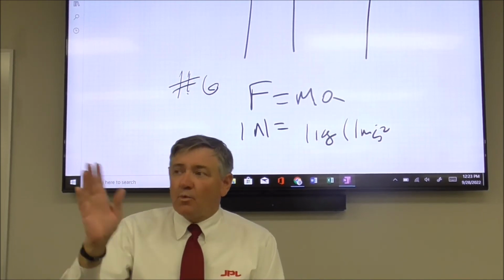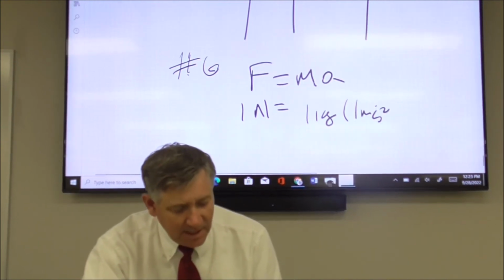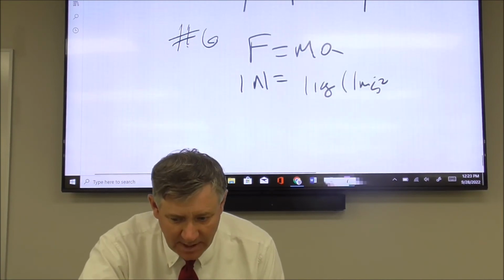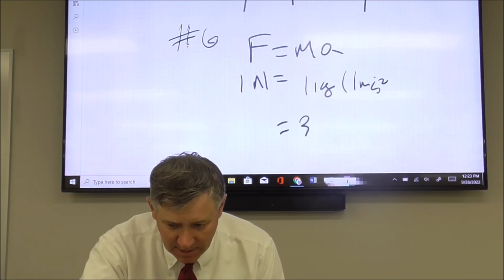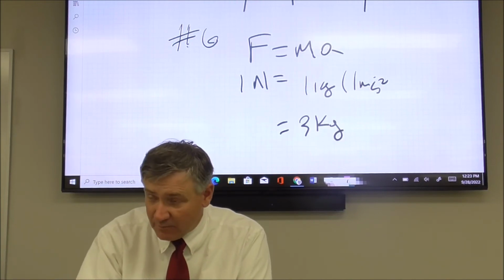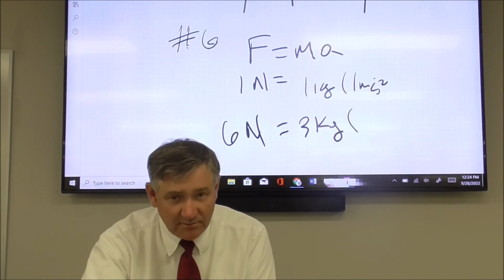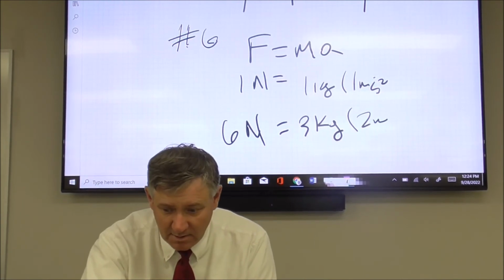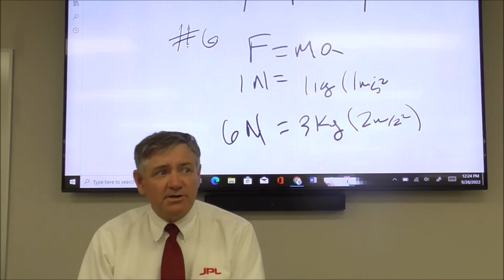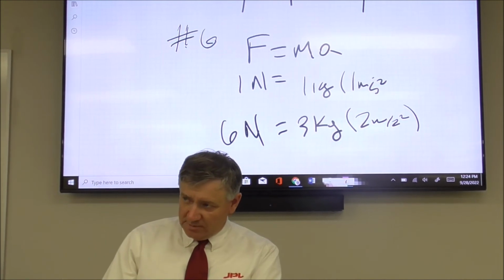Now, we're going to change it based upon the new information. So instead of 1 kilogram, you're told that we're going to triple the mass. So instead of 1 kilogram, we're going to have 3 kilograms. We're going to increase the force 6-fold. So instead of 1 Newton, we're going to have 6 Newtons. So therefore, my acceleration has to be 2 meters per second squared. So what happened to the acceleration? It doubled. So we went from 1 meter per second squared to 2 meters per second squared.